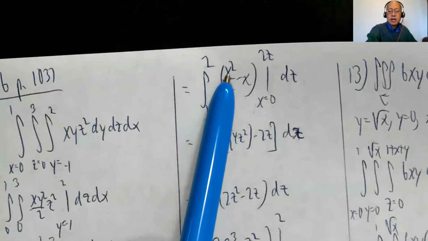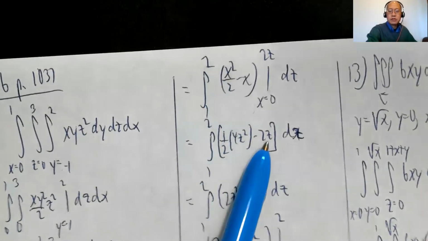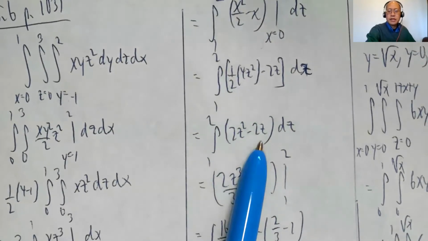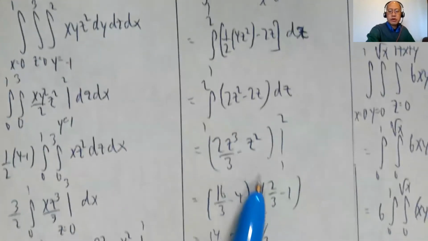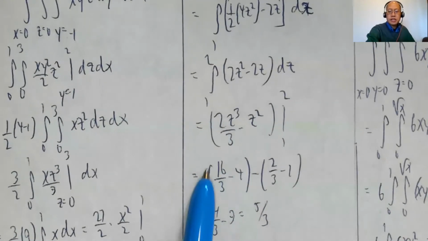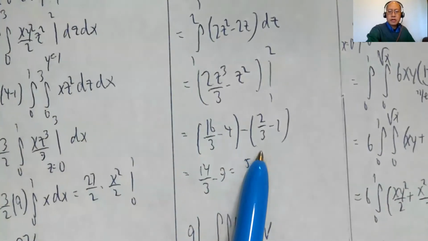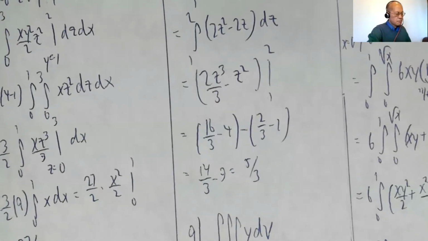Plug in 0, you get 0. Plug in 2z. 2z squared is 4z squared times a half minus 2z. So that comes out to be 2z squared minus 2z dz. Okay, so 2z cubed over 3 minus z squared. Plug in 2, I get 16 over 3 minus 4, minus plug in 1, 2/3 minus 1. Clean it up, 14/3 minus 3, 5/3.